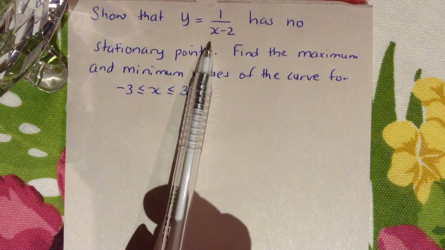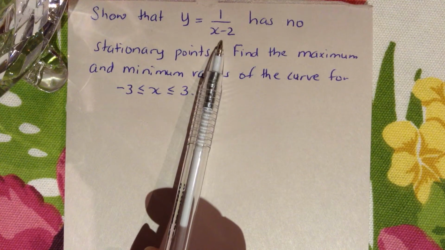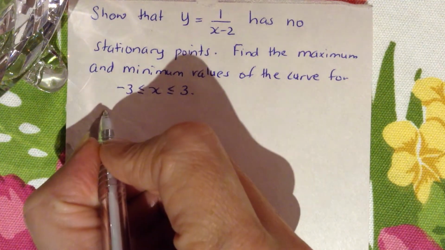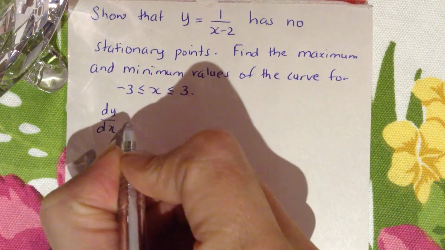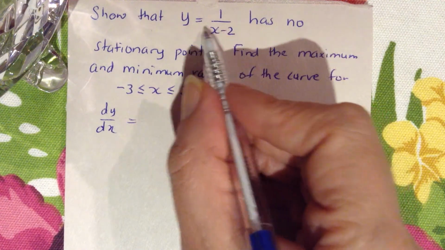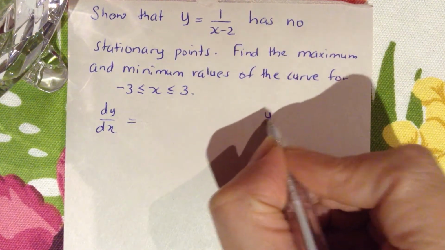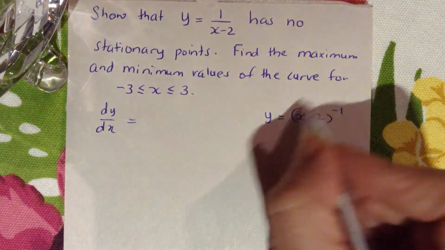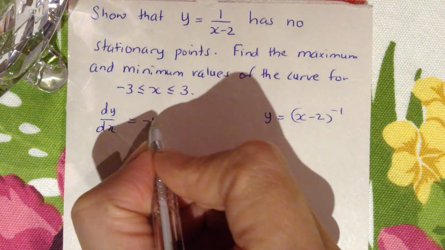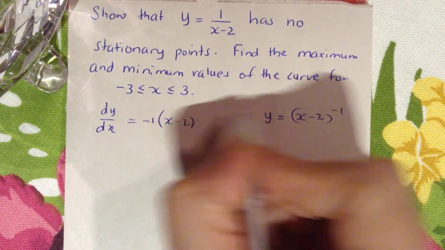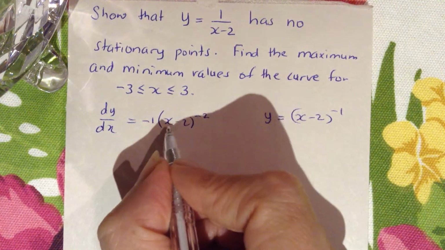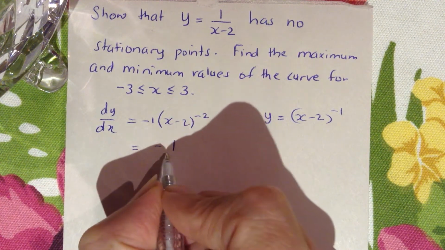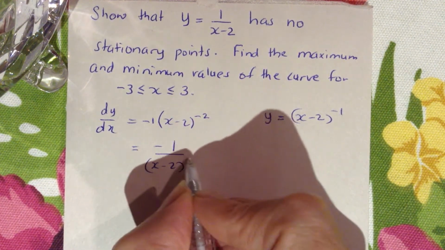Of course, you're going to find the first derivative, y dash, or dy dx, and you're going to let that equal 0 for stationary points. Okay, so let's do that. The dy dx, if you rewrite y, it would be y equals x minus 2 to the power of minus 1. So we just bring the minus 1 down, write down what's inside the brackets, subtract 1 from the power, and differentiate what's in brackets, which is 1, so we don't need to write anything. So the answer will be minus 1 over x minus 2 squared.